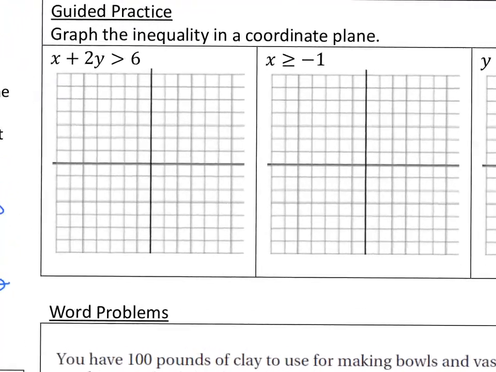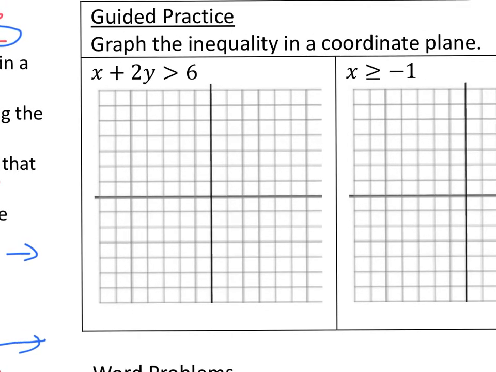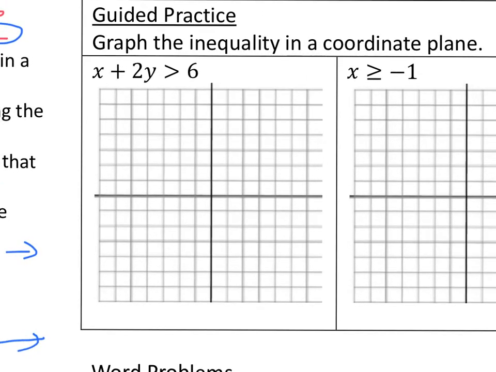Okay, let's practice. Graph an inequality in a coordinate plane. Okay, again, I'm going to rewrite this in slope-intercept form. I'm going to first graph that line, and check if it's dotted or solid. It should be dotted because there's no line on the bottom. Negative 1 over 2x plus 3.